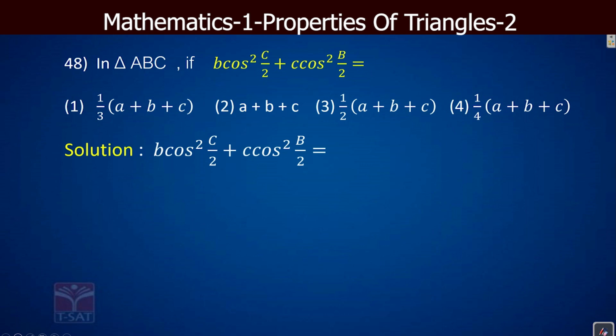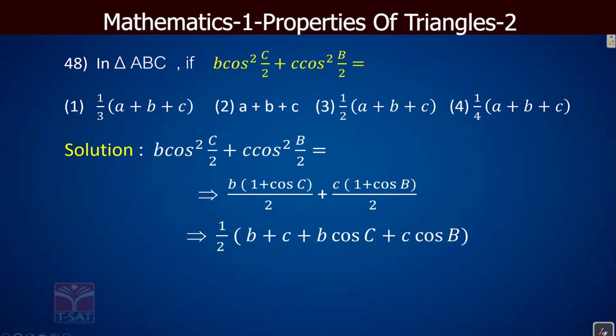So b cos² C/2 plus c cos² B/2 can be written as half of b into (1 plus cos C) plus c into (1 plus cos B), which is half of (b plus c plus b cos C plus c cos B). That is, b cos C plus c cos B by projection rule is nothing but a. So therefore, half of (a plus b plus c). So the correct choice is option number 3.